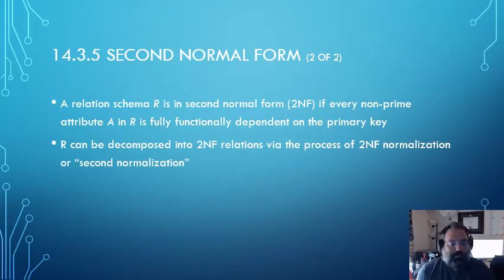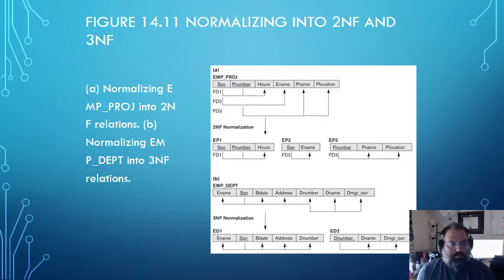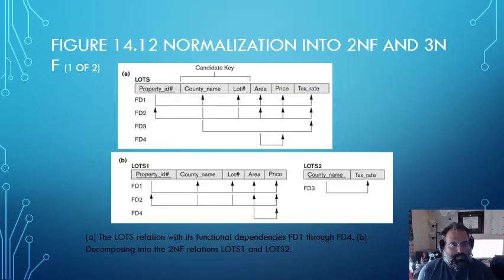A relational schema R is in second normal form if every non-prime attribute A in R is fully functionally dependent upon the primary key. R can be decomposed into second normal form relations via the process of second normal form normalization, or second normalization. Figure 14.12, normalization into second normal form and third normal form.